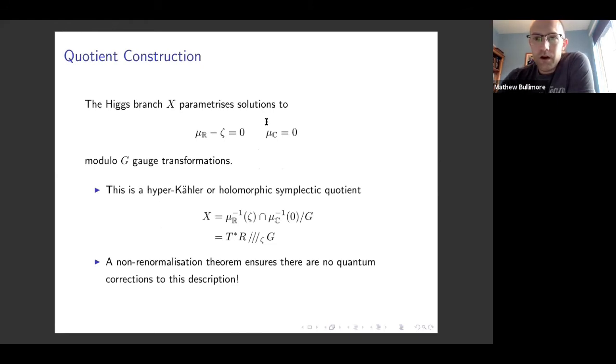And the top 2 lines describe exactly what's called a hyperkähler quotient. So in other words, the Higgs branch is parameterizing solutions to these 2 equations. You set the real moment map equal to the Fi parameter and the complex moment map to 0, and then you divide by gauge transformations. And this is what's sometimes called a hyperkähler or a holomorphic symplectic quotient.